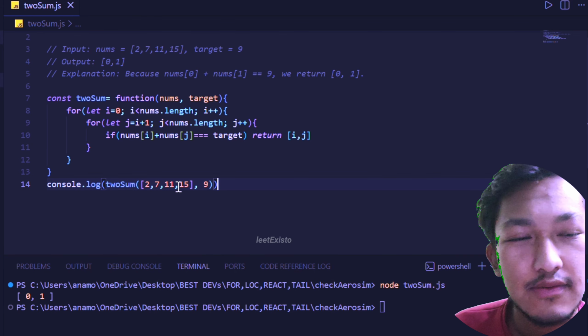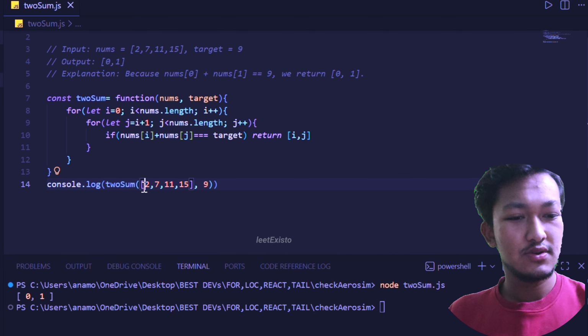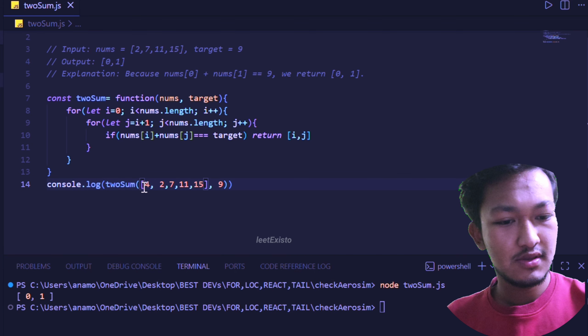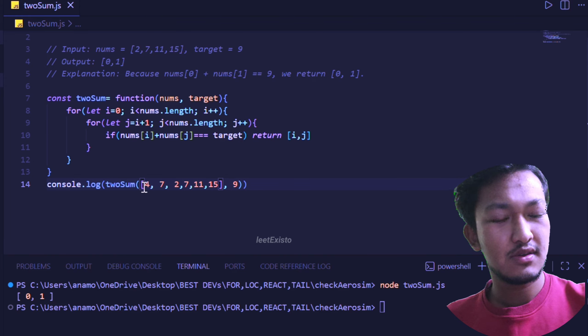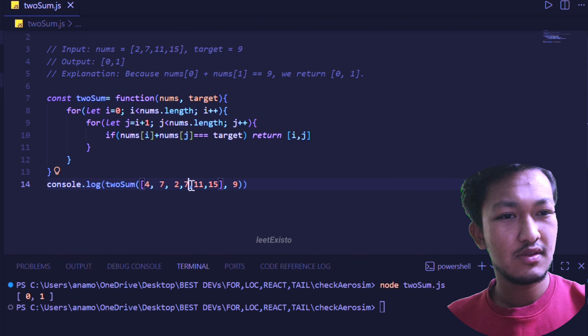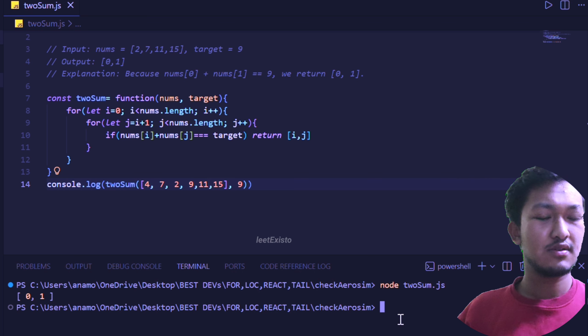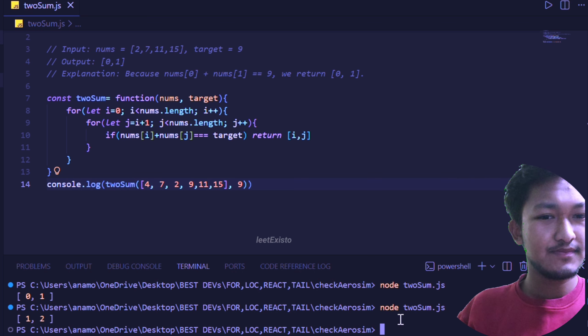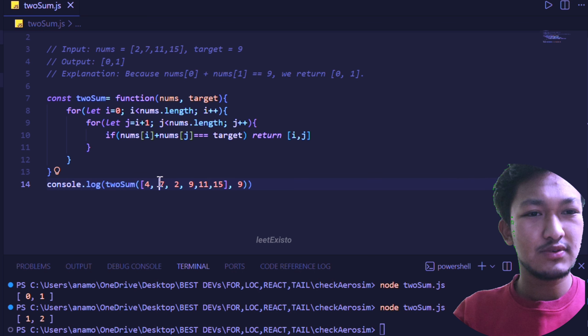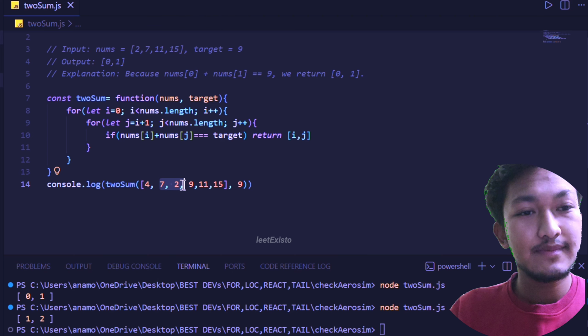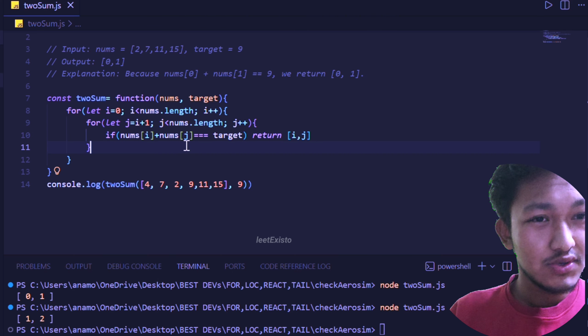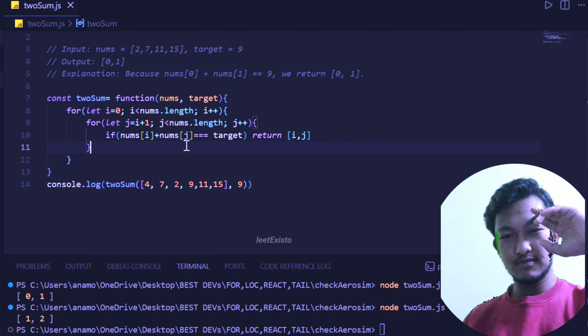And what if we use this? Okay, let's try this. 1, 2, 7 plus 4... 1, my god, 7 plus 2 equals 9. Okay, take care.